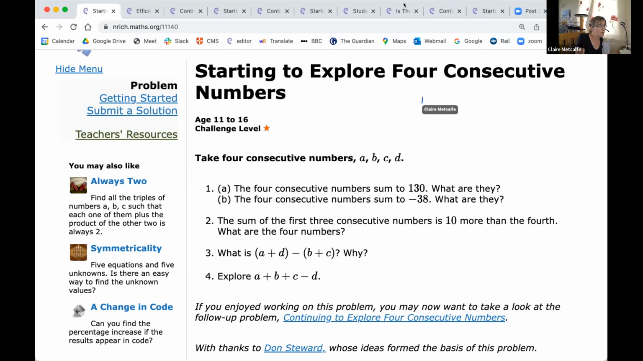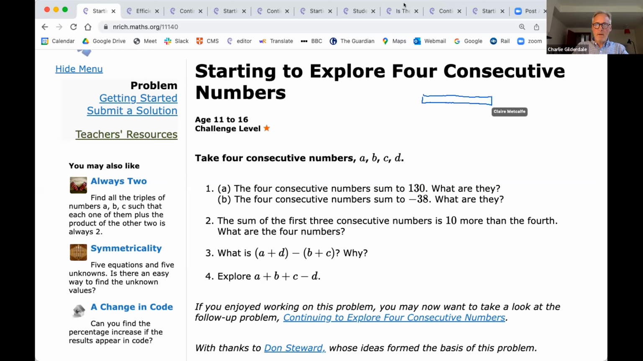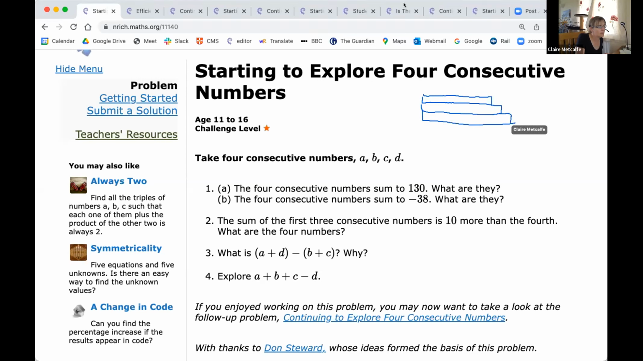So we've got 4 numbers, and they're each one more than the next one. Okay, so these ones here, we've got 6 of these, and then we've got 4 bars. So the 4 bars plus these extra 6, I'll put 4 bars plus 6 has to equal 130.